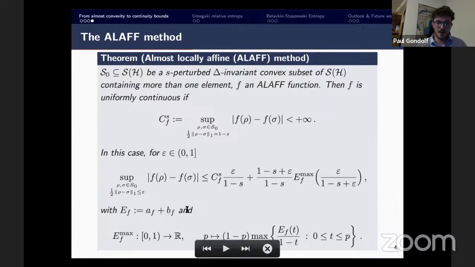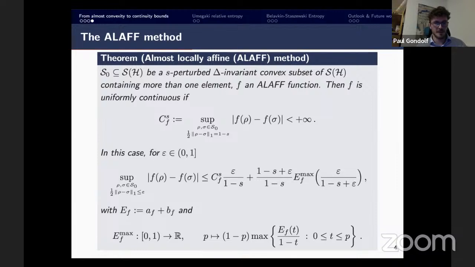However, because of this non-decreasing property on 0, 1/2, both agree on this interval. And because with P going to 0, EF vanishes, the same thing goes for EF max. So this is actually a continuity bound, although it might not be obvious directly from this presentation.